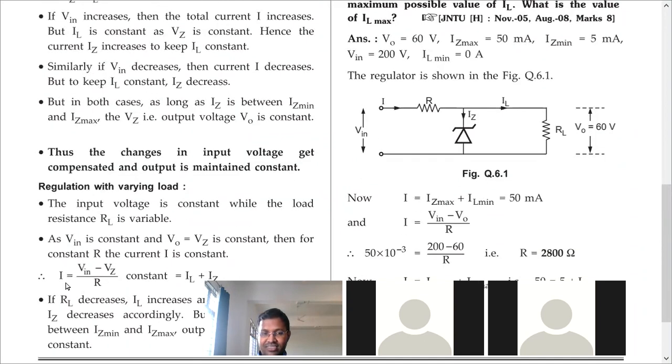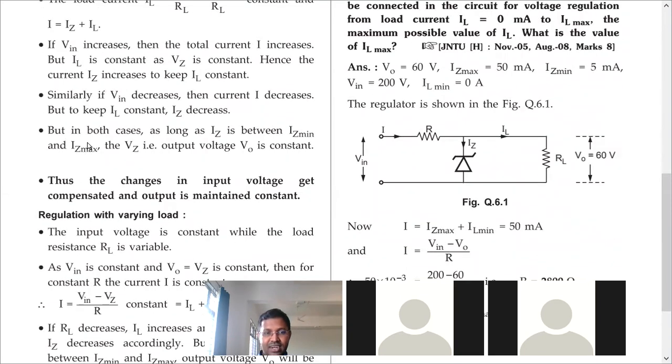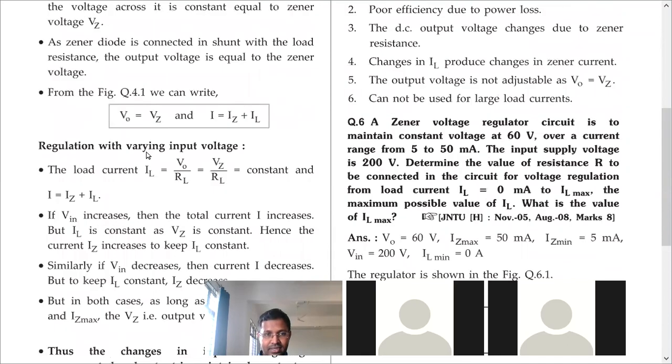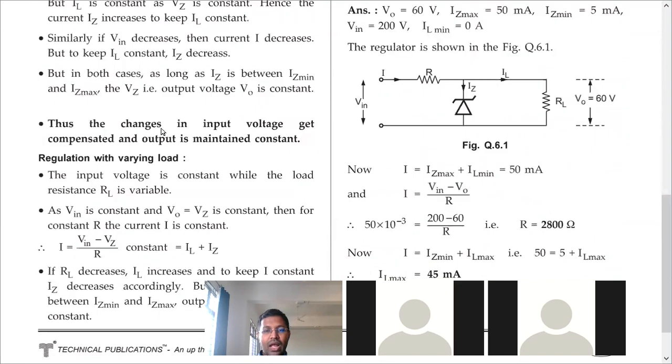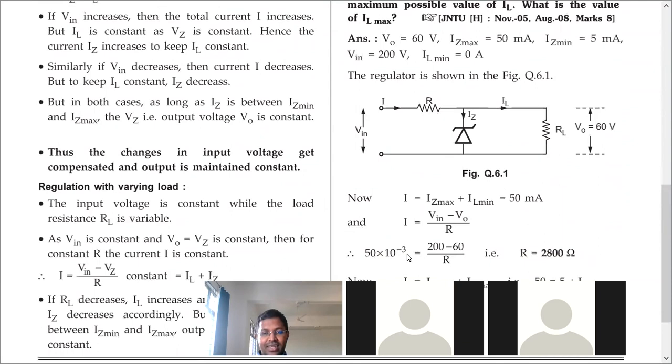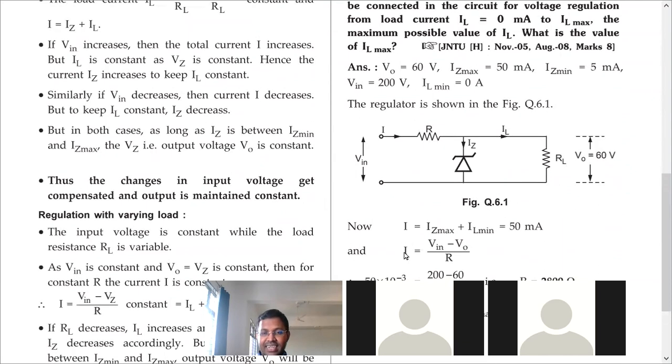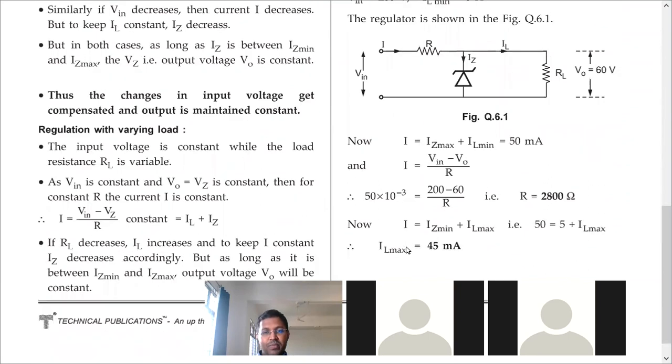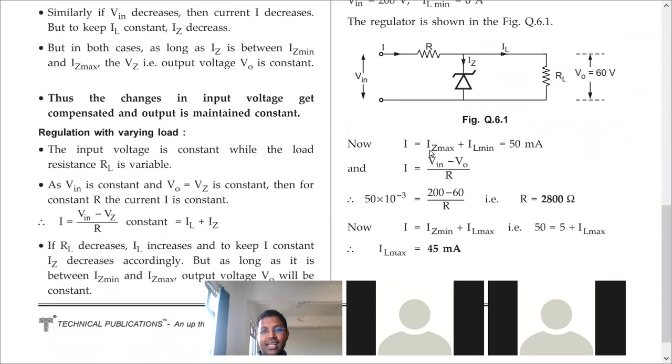Let us see this equation which we have already seen. We know I is Vn minus Vz by R. I is Vn minus V naught, where V naught is Vz. So I, you can take Vn minus V naught by R, right? So from this you can easily calculate R, provided you first get I. So what are the two formulas for I? One is Iz max plus IL min. Another is Iz min plus IL max.